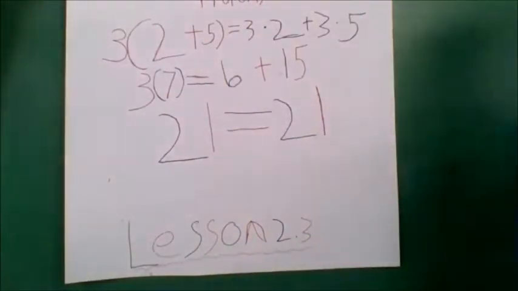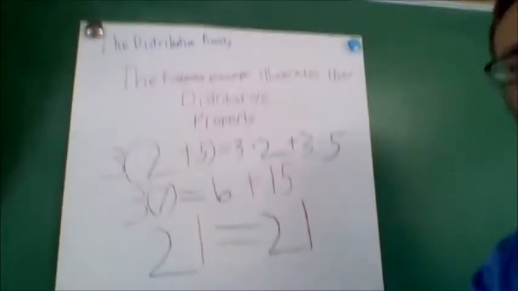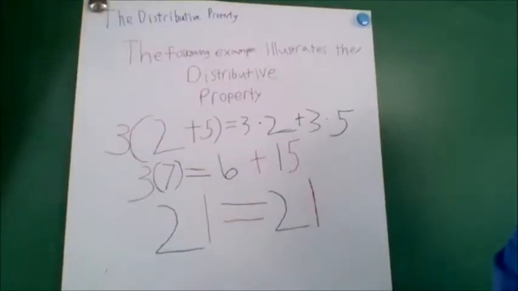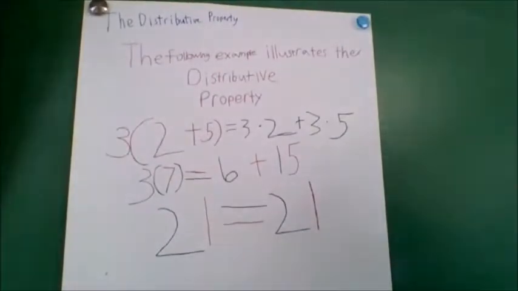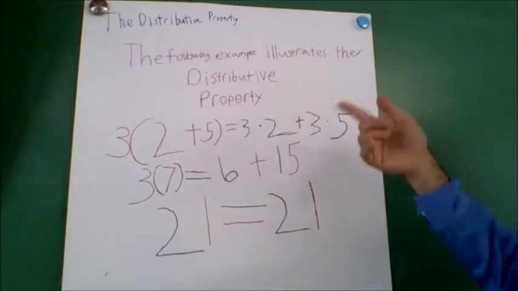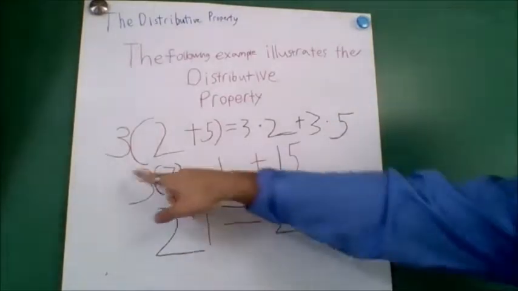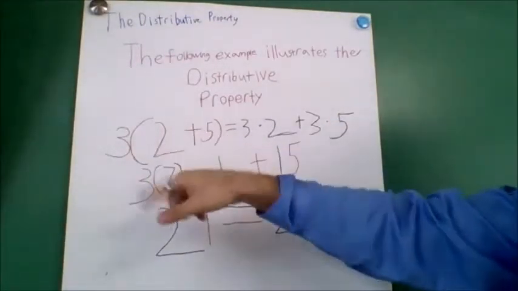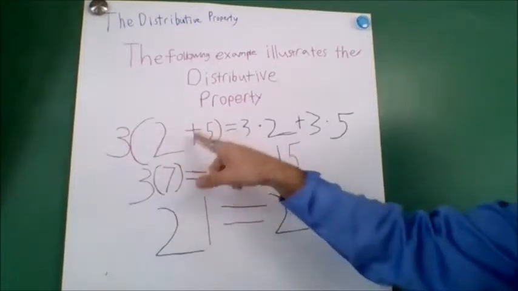All right, after all that commutative and so on and so forth, we get to distributive property, and it has its own section, 2.3. Distributive, you'll see a lot in your math career. The following example illustrates the distributive property. So they're just showing you that if you've got something outside the parentheses, you're going to multiply it to both of them when there's addition or subtraction.